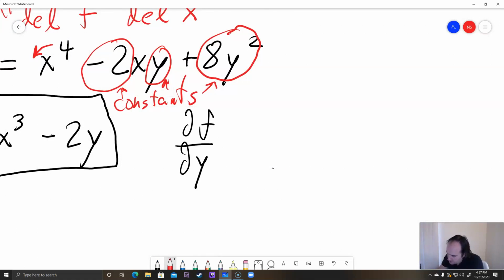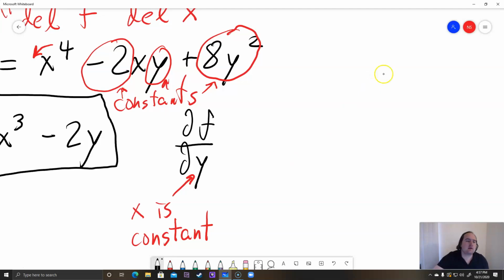So any other variable besides y is a constant. So here x is a constant. Okay, we treat x as a constant because we're taking the derivative with respect to y. So that means this first term here, x to the fourth, because that's a constant raised to a power is still a constant, this first term is just going to go away. That's going to become 0. The derivative of any constant is 0.